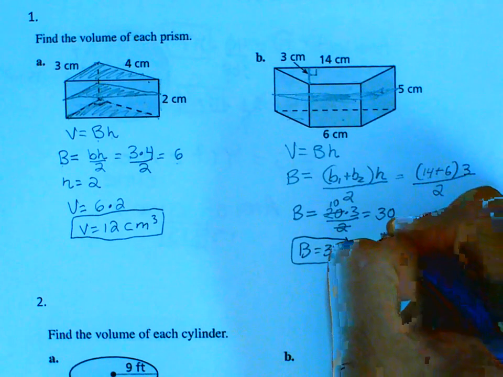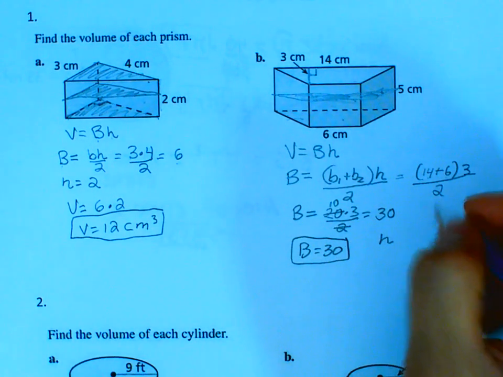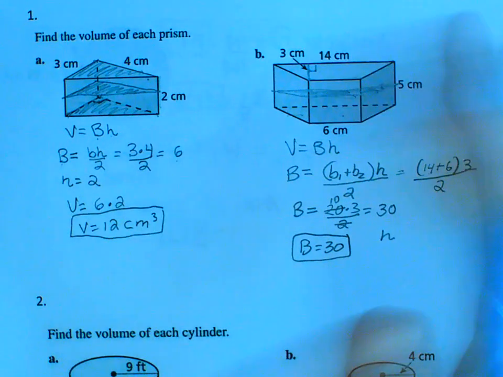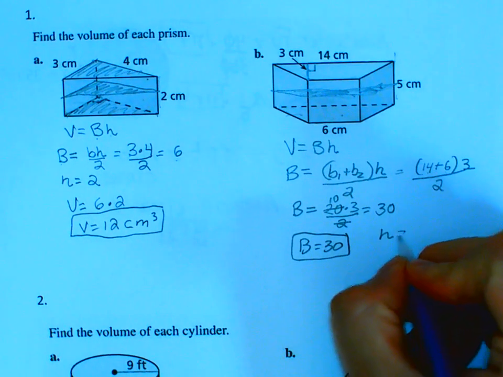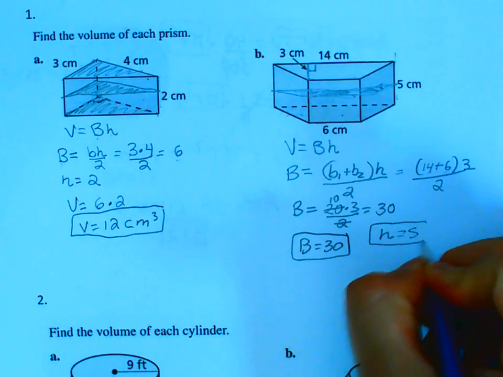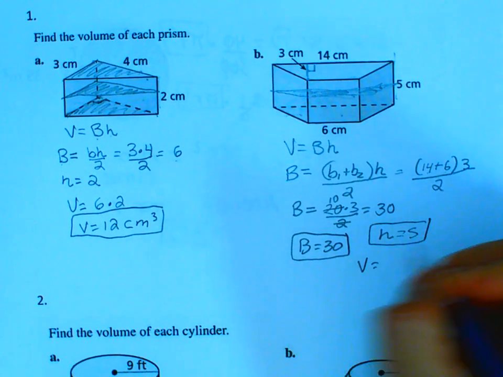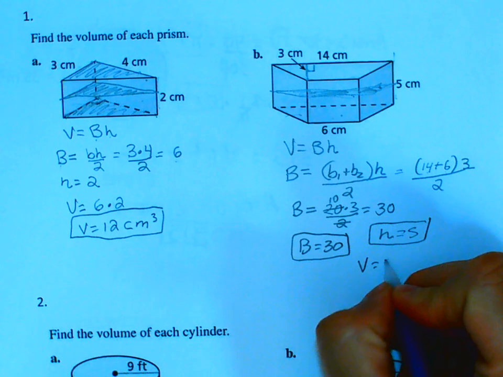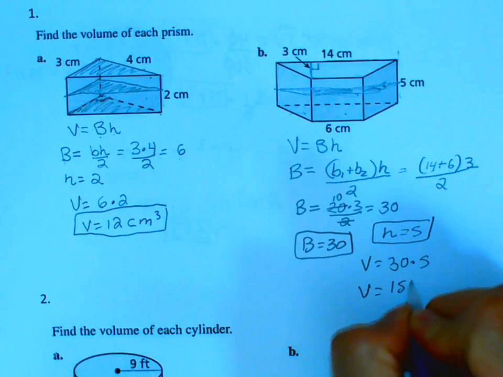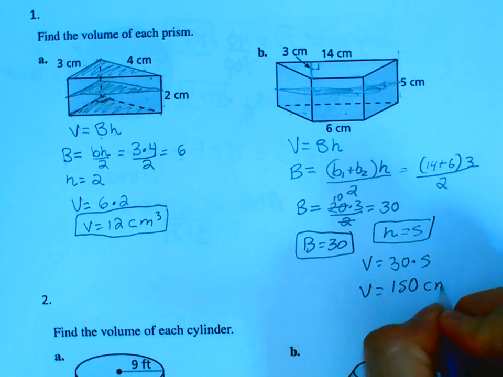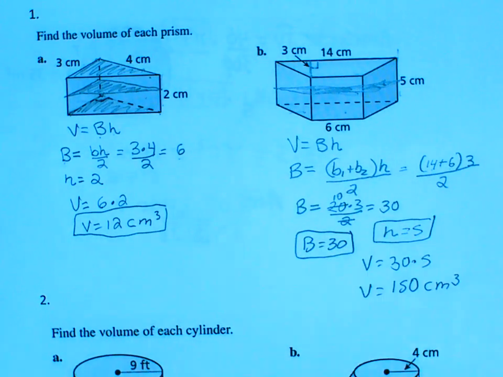Now the height of the trapezoidal prism happens to be 5. So now all we got to do is simply find the volume by multiplying these two values together. So 30 times 5, that's going to give me 150, bringing back my units, centimeters cubed.